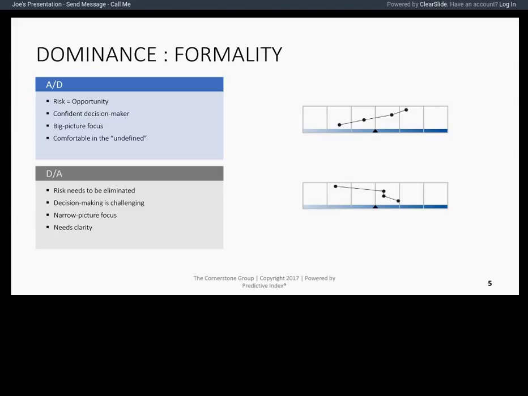And one thing that folks that are high in formality, low in dominance need more than anything is clarity around the work that you're asking them to do. So again, that was dominance and formality as a factor combination.